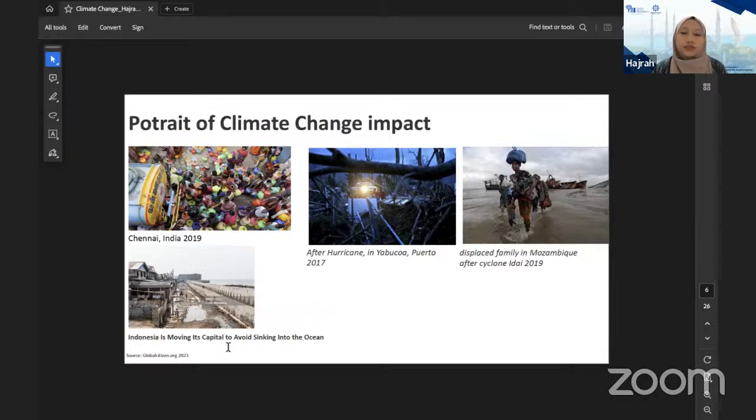people from their original place to several places, which I will explain later, how it impacts the people economically, and how it is integrated to contribute to poverty and also hunger in many other countries. And also Indonesia itself, we are currently moving our capital from Jakarta to Kalimantan, because it is already predicted by many experts that Jakarta will be sinking in the near time.